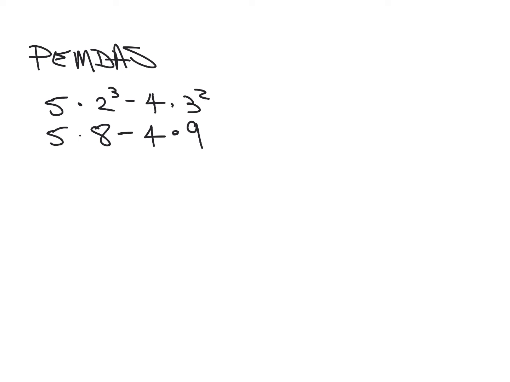Now it says multiplication or division from left to right. So these two are going to give me 40, minus these two are going to give me 36. That gives me 4 for an answer. Now, don't fall into the trap of 5 times 8 is 40, minus 4 is 36 times 9. Just be careful to follow the rules of PEMDAS, or you will almost in all instances get it wrong.